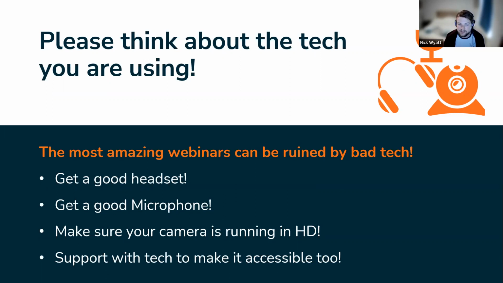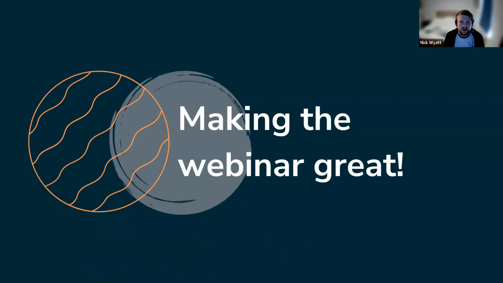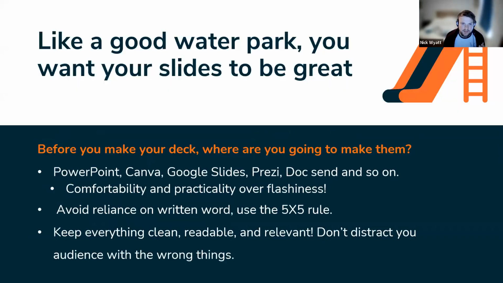So if you have live captions available or subtitles when it comes out, make sure you use that so you don't narrow your audience down for the people who need those things. Right, so now we can actually start creating the webinar and we can make it as good as possible. So the key things to look at is that it's like a good water park. You want your slides to be great.